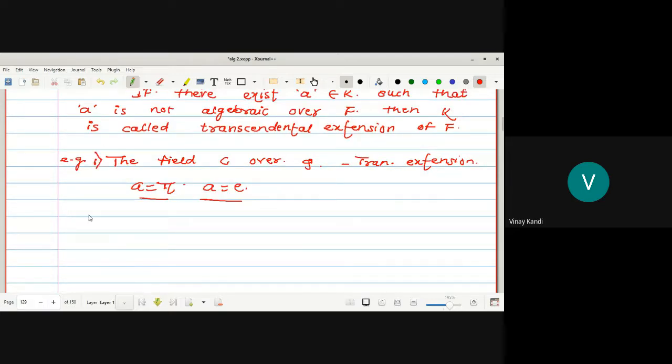the field R over Q is what? Transcendental extension. Okay, that's an example. Any doubt up here? Okay. So, we move towards the next point.